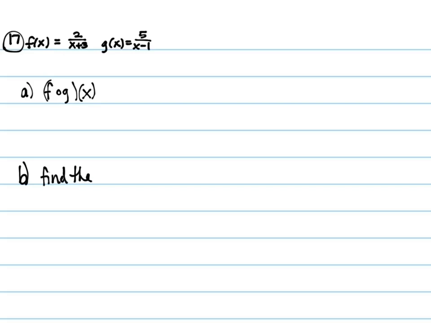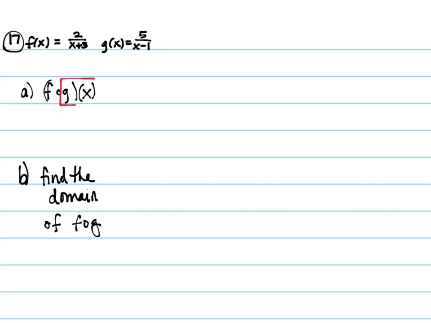17 says that f of x equals 2 over x plus 3, and g of x equals 5 over x minus 1. And part A wants me to write f composed g of x, and then part B wants me to find the domain of f composed g.